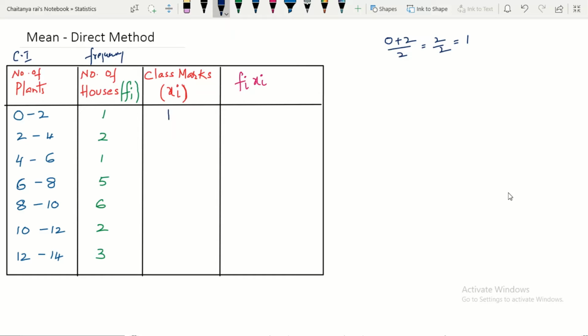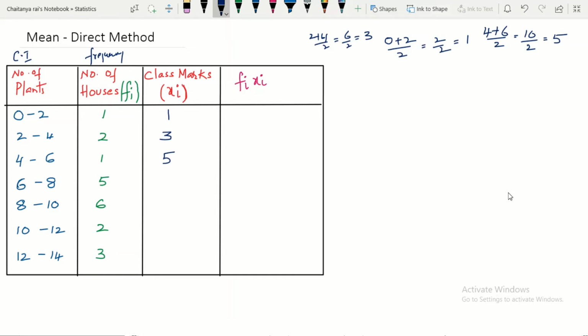Similarly, the second one is 2 plus 4, and its average is 6 by 2, which is 3. Similarly, the third one is 4 plus 6 by 2, which is 10 by 2, that is 5. So we get 5 for the third class. We can find the remaining classes also, but I want to establish a relation between the class marks we have found. See here, the first one is 1, the second one is 3, the third one is 5. If you observe clearly, the difference between consecutive class marks is 2.